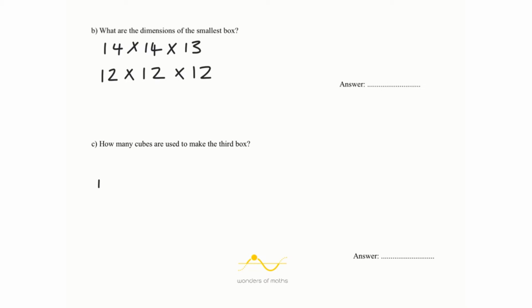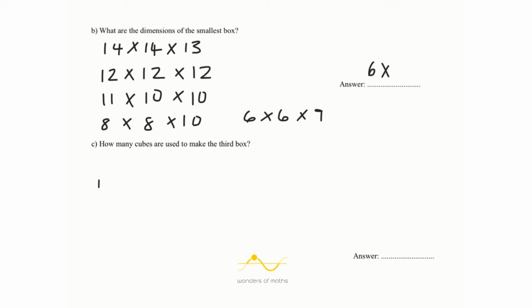Using the same method, we can find that the third box would be 11 by 10 by 10. The fourth box would be 8 by 8 by 10. And our fifth box, which happens to be the smallest, is 6 by 6 by 9. So that gives us our answer of 6 by 6 by 9.